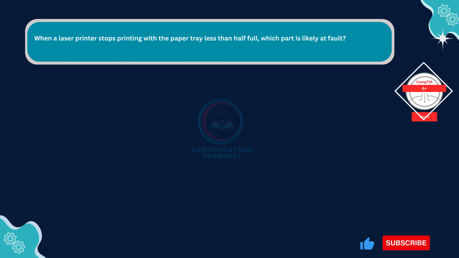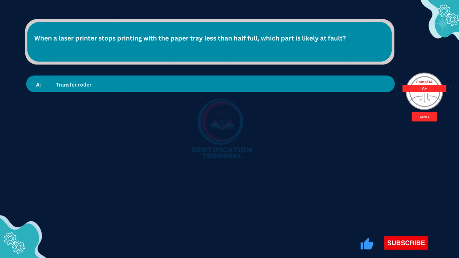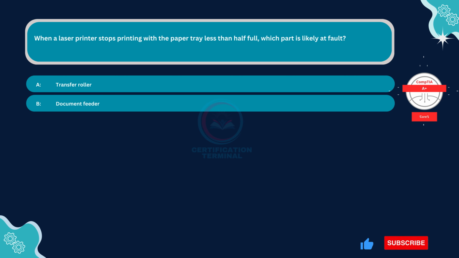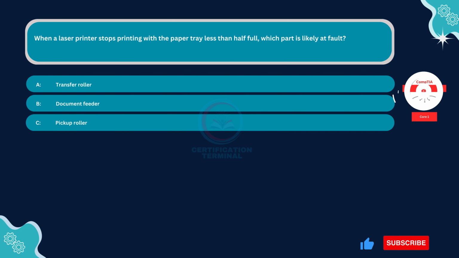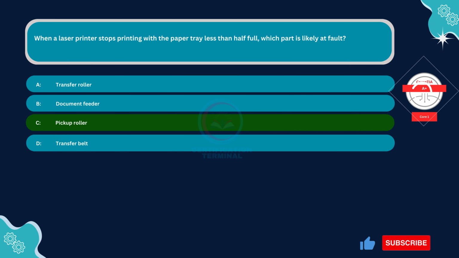Next question. When a laser printer stops printing, with the paper tray less than half full, which part is likely at fault? Option A, transfer roller. Option B, document feeder. Option C, pickup roller. Option D, transfer belt. The correct answer is Option C, pickup roller.